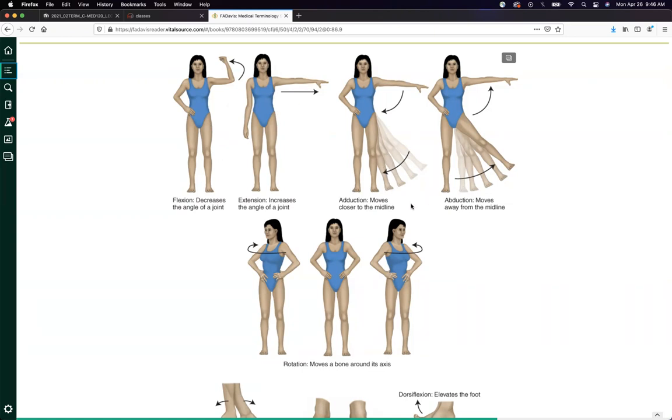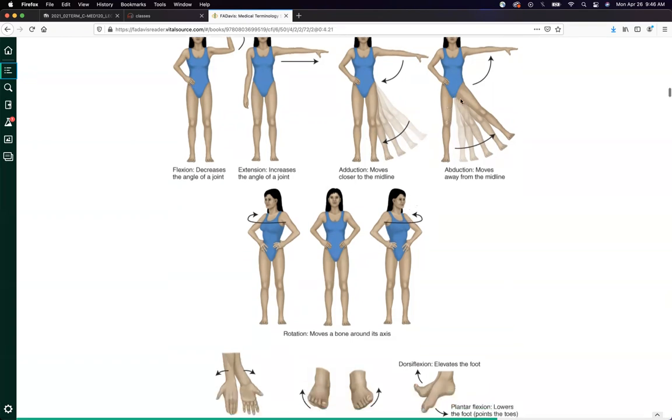Abduction and adduction. This is a tricky one. But if you look at it, it is in perspective of the patient's midline. So if I am adding my limb, either my arm or my leg, to midline, that is called adduction. But if I am moving it away from the midline, that's called abduction. So think about abduction, you're taking something away. Ab, A-B, the prefix means away, right? So abduction is my patient's moving or can't move to midline.